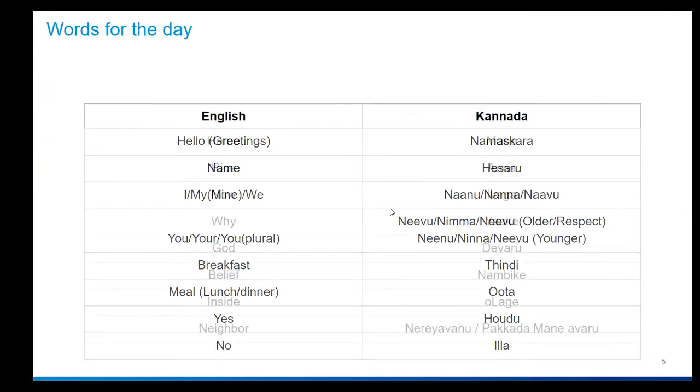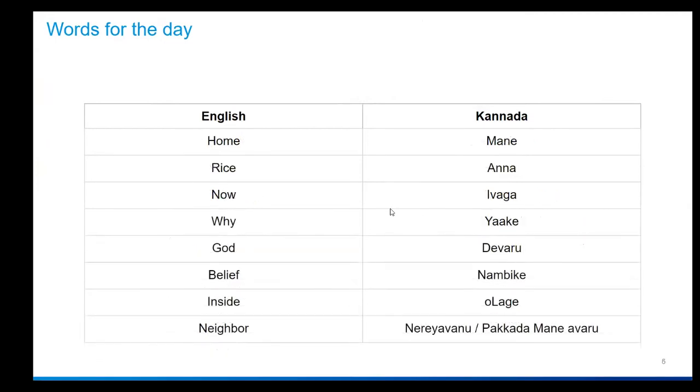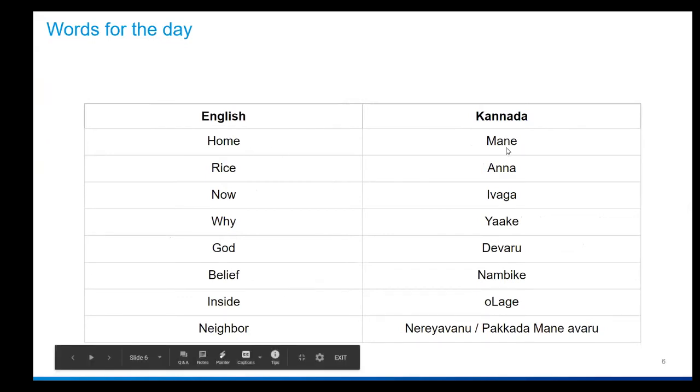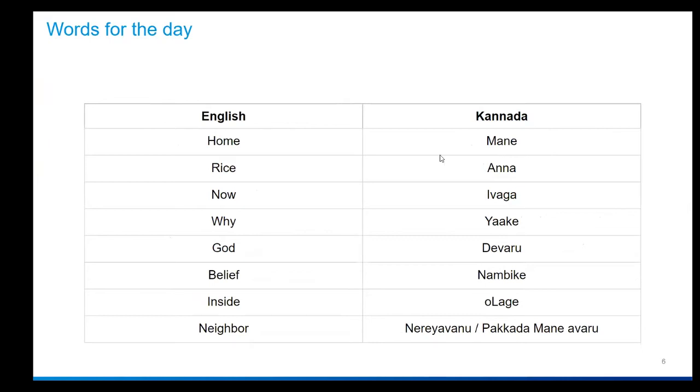So that was the first set of words. Now we'll go to the second one and then we'll go to sentences for today. It's only 20 more minutes. So these set of words. Home is mane, home, house, whatever. Rice is anna. Now, I'm referring to right now, is ivaga.